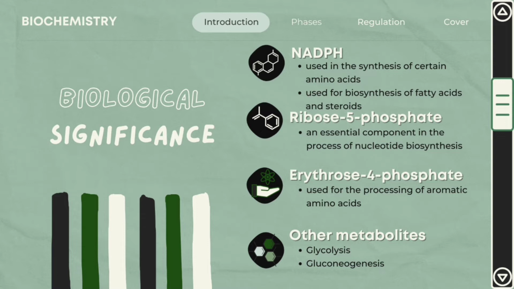Next, the third one, erythrose 4-phosphate. It is used for the processing of aromatic amino acids, and it also includes other metabolites such as for glycolysis and gluconeogenesis. Okay, so now I am done introducing the pentose phosphate pathway. So now let's have its two phases, namely the oxidative phase and the non-oxidative phase, which will be further discussed by Edin Marie Carrion and Princess Anne Encarnacion. Okay, so you can now take the virtual stage.